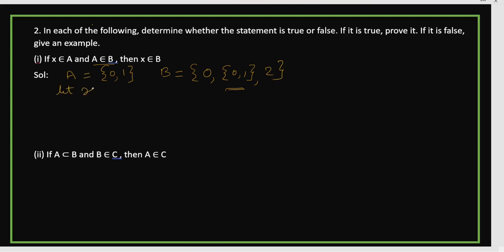Let an arbitrary element x be equal to 1. x belongs to A. Yes, true. But when x belongs to A, is it true or not that x belongs to B? See, is 1 there anywhere in B? Yeah, it's not there. 1 is there inside the set, it is not an element. The set itself is an element. So there is no such element in B. x does not belong to B. So this is a false statement.